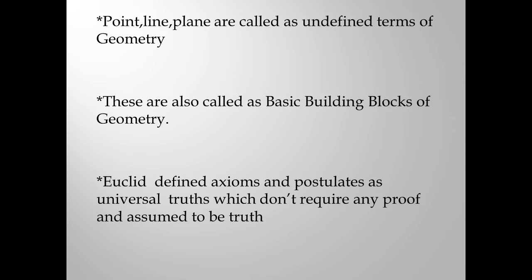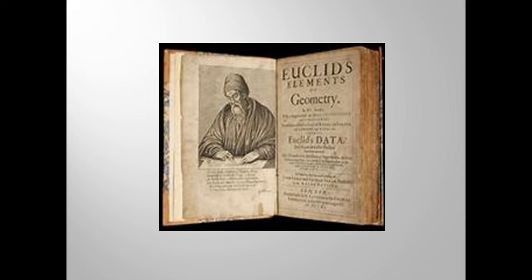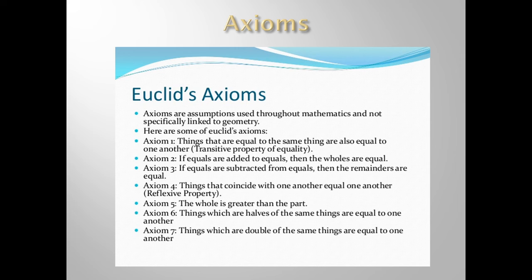And Euclid defined axioms and postulates. They are assumed to be universal truths. They do not require any proof also. What are they? Axioms and postulates. This is the book written by Euclid. A total of 13 books like this he wrote. Those are called Elements.